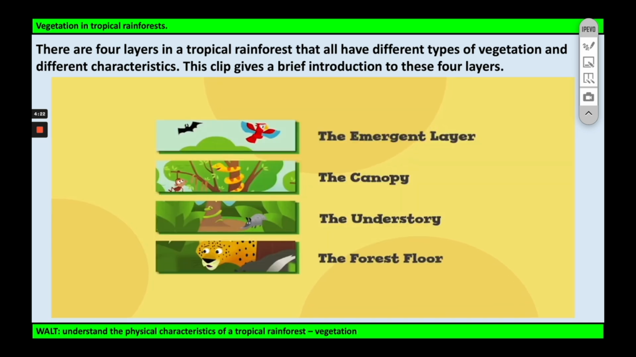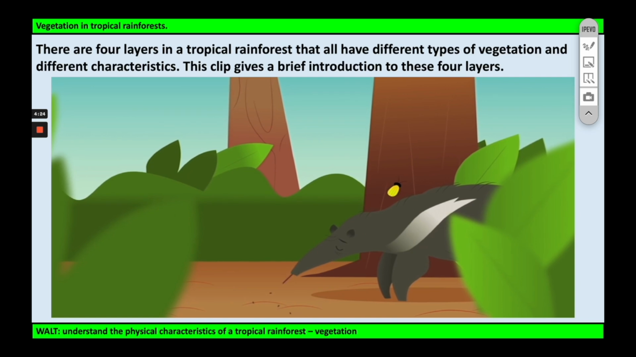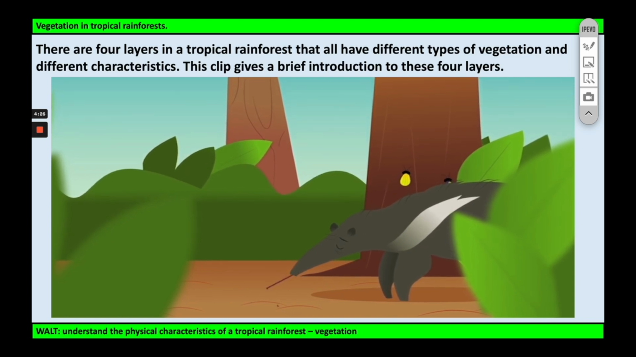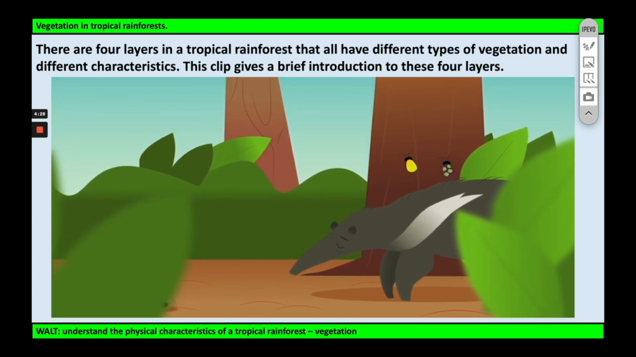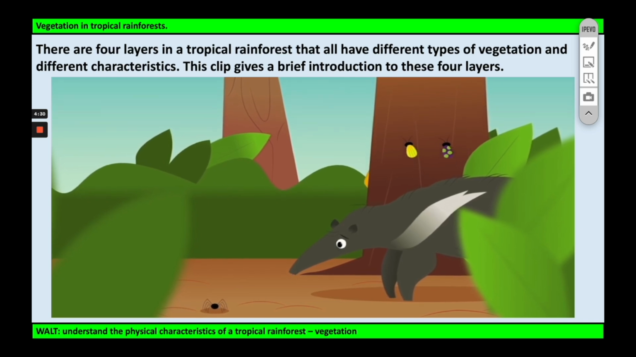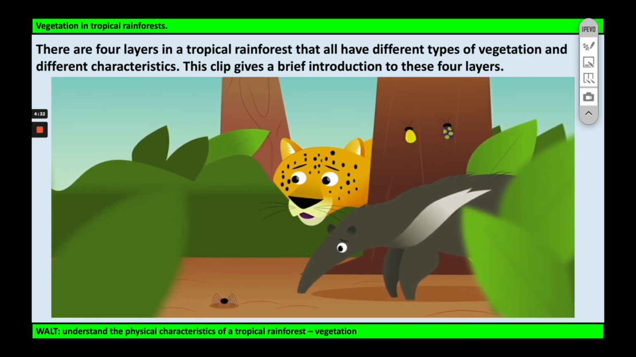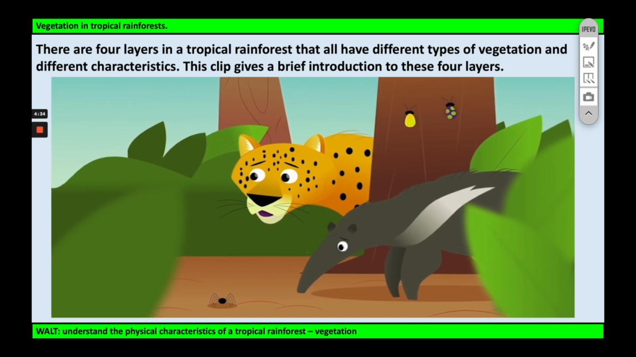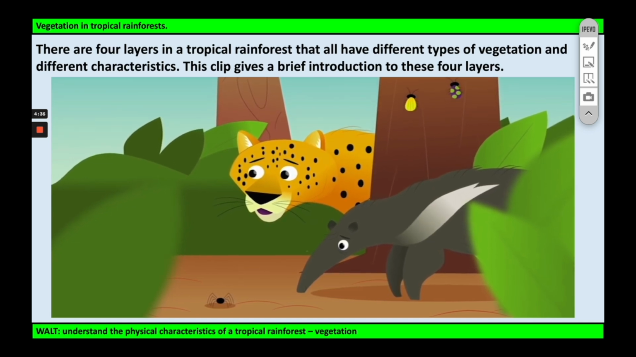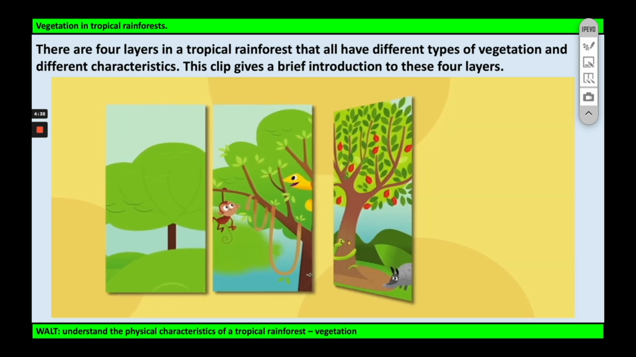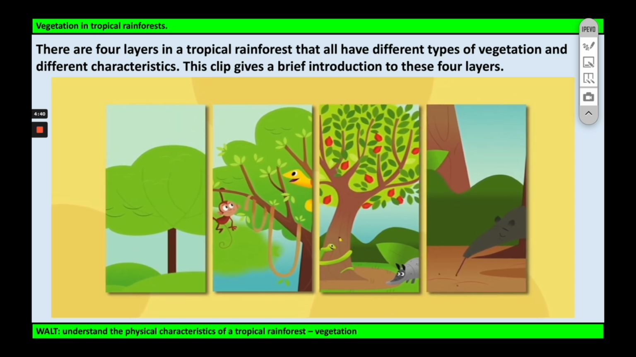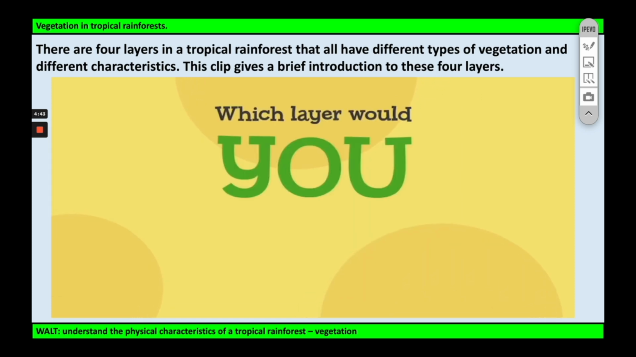The forest floor is home to both the largest and smallest animals in the rainforest. Insects and spiders coexist with giant anteaters and jaguars. Plants don't often grow here because less than 1% of sunlight can penetrate the leafy plants in the layers above. And there you have it. The many layers of the tropical rainforest. Which layer would you most like to visit?